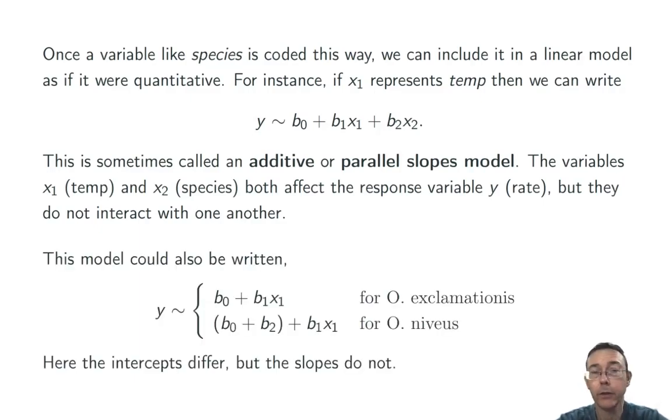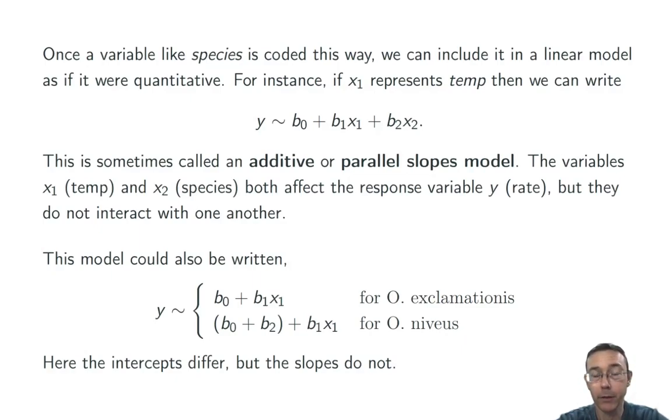I think this model is easiest to understand when we write it as a case-defined function. Since x2 only takes two different values, 0 and 1, we really have two different linear equations depending on whether x2 is 0 or 1. That is, depending on whether or not our cricket is exclamationis or niveus. In particular, for an exclamationis cricket, we have b0 plus b1 x1.